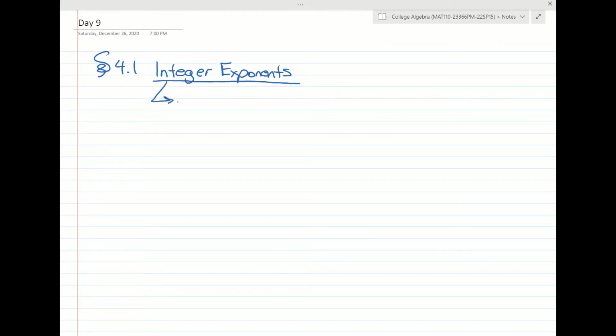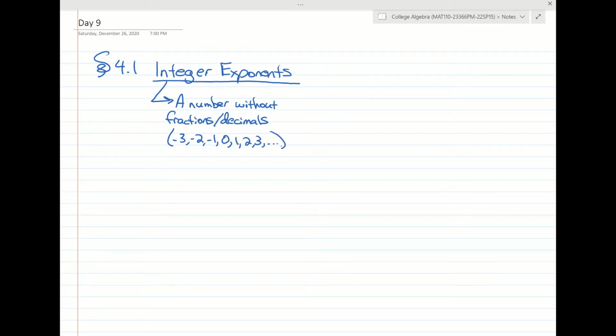An integer is just a number without fractions or decimals. Another way to think about an integer is it's a whole number and their opposites. So an integer would be like -3, -2, -1, 0, 1, 2, 3, and so on. That's what we're talking about when we're talking about integers.